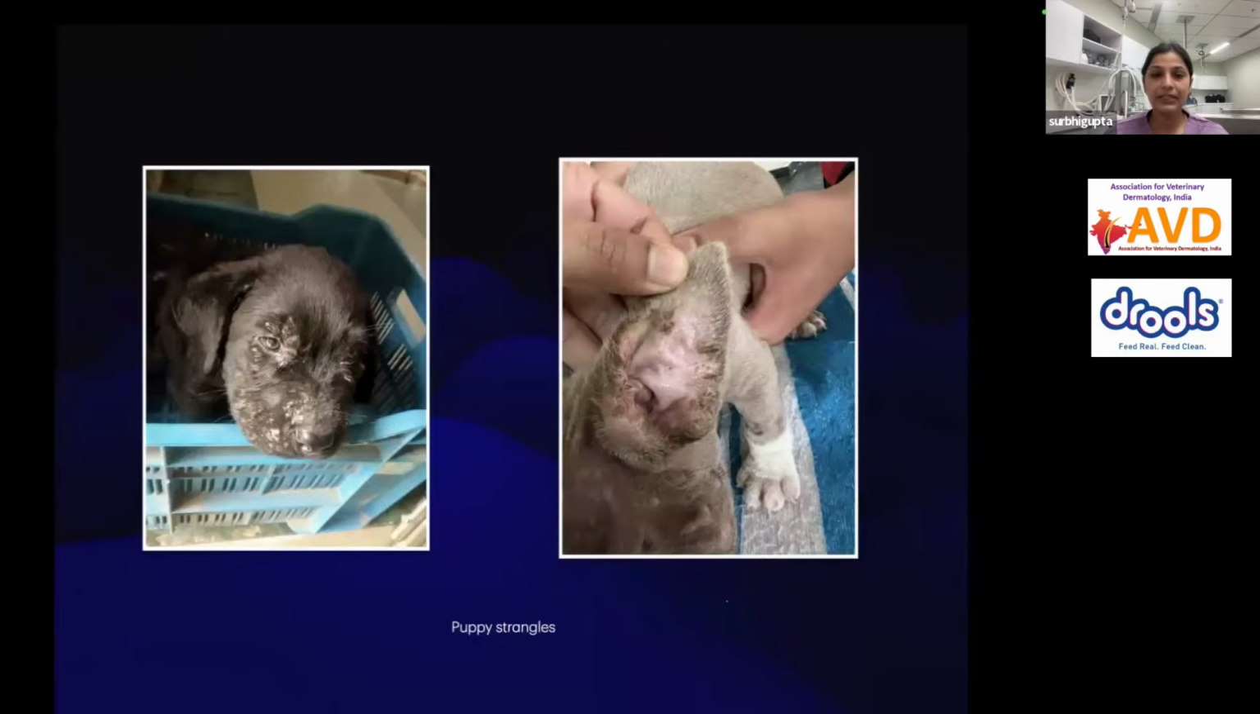Likewise, in case of puppy strangles, they get pustules or pus coming out from the skin, and the crust gets deposited everywhere. So the case will come to you as a crusty thing only. But if you know the age, if you know the location where this is happening, if you know this can be the differential, then you slowly move ahead. So in all these cases, the crust and scales are happening secondary to some other primary disease.